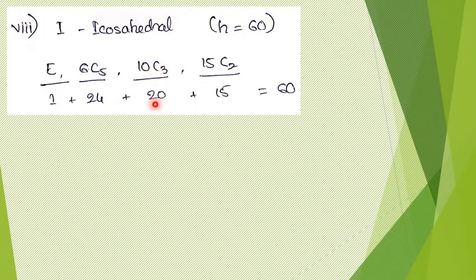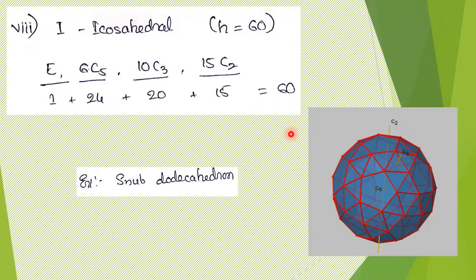On 10 C3, definitely 20 operations should be possible. On 15 C2, 15 operations. On 6 C5, on each C5, 4 operations, so 6 times 4, 24. So in total it makes 60. One example for this is the snub dodecahedron.